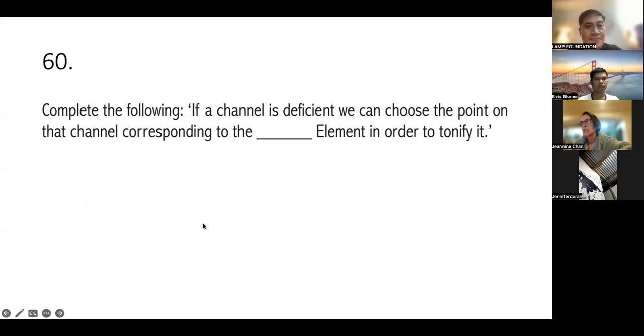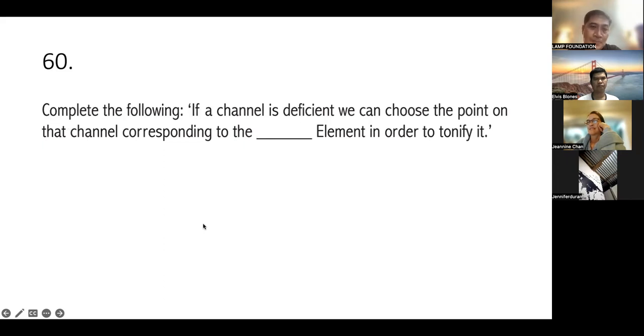Complete the following. If a channel is deficient, we can choose a point on the channel corresponding to the blank element in order to tonify it. Wait lang, Doc, hindi ko kasi ma-gets yung question. If a channel is deficient, you choose a point on a channel corresponding to the... Di ba meron tayong tinatawag na mother, meron tayong son, grandmother, grandson. Di ba? So, yes, Doc.